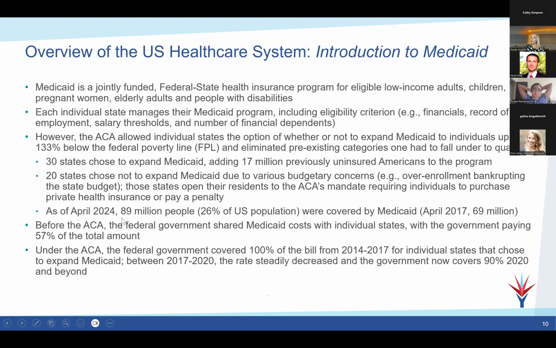As of April 2024, 89 million people, about 26% of the US population, were covered by Medicaid. You can see that about 8 years prior, in 2017, there were about 20 million fewer patients on Medicaid. What happened in the US between 2020 and 2024 that really swelled the Medicaid population?